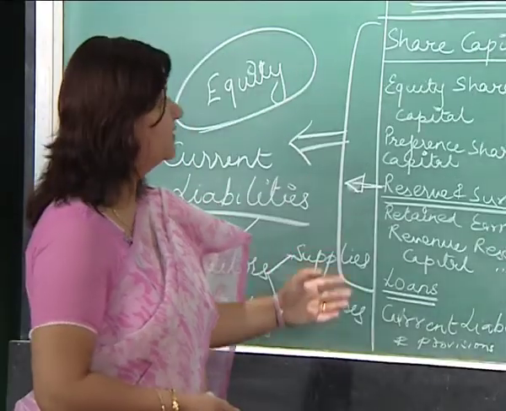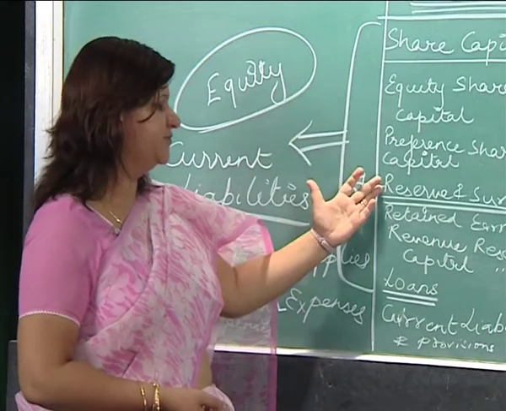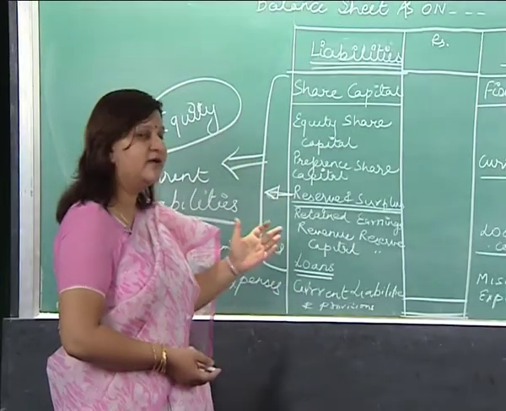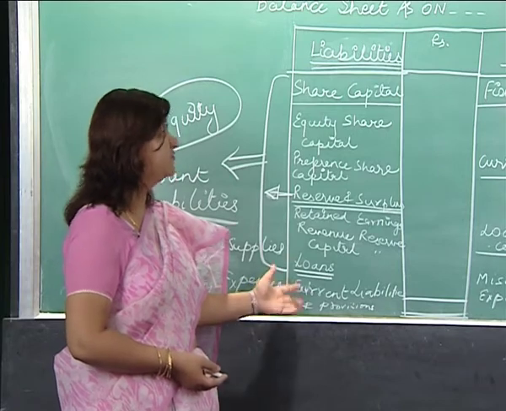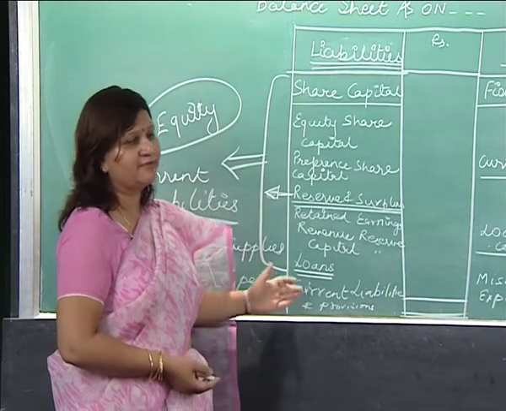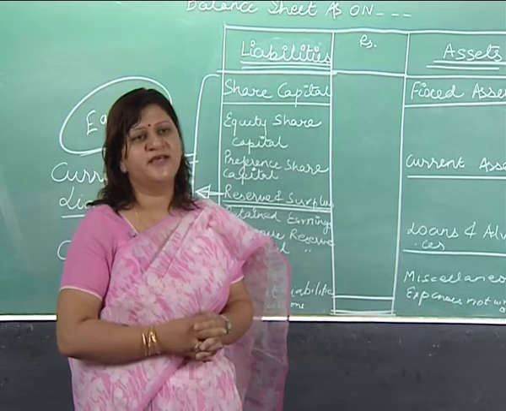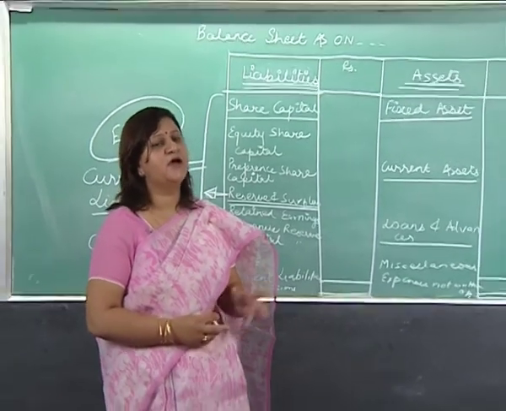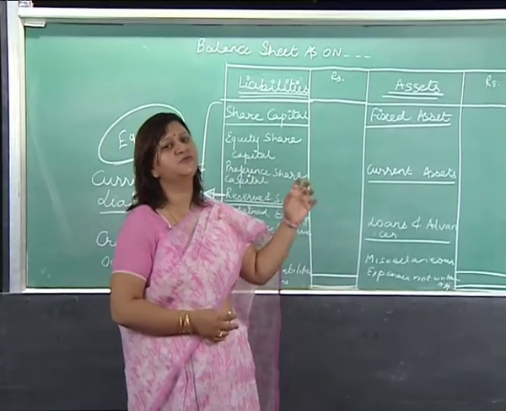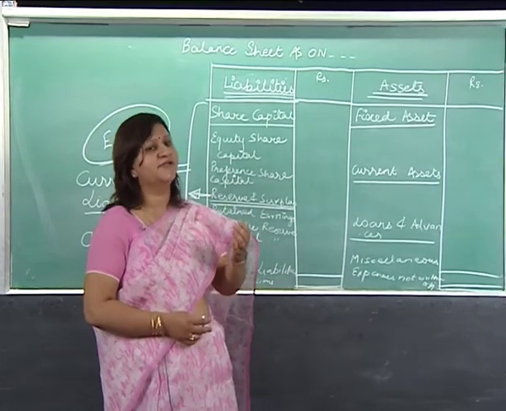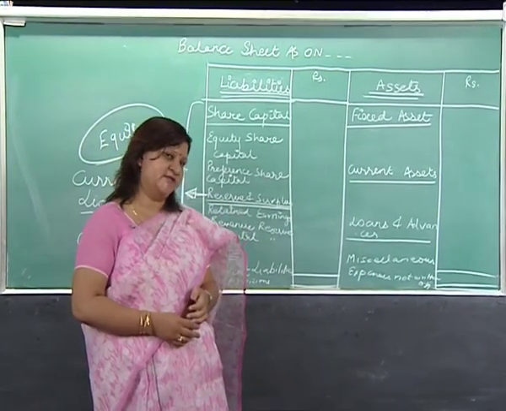So together, share capital, reserves, loans, current liabilities and provisions shall constitute our liabilities. The sum of this shall be written at last and it should be equal to the asset side's total. So when we analyze the asset side, we will understand how these funds are being used to accumulate and to acquire the assets.